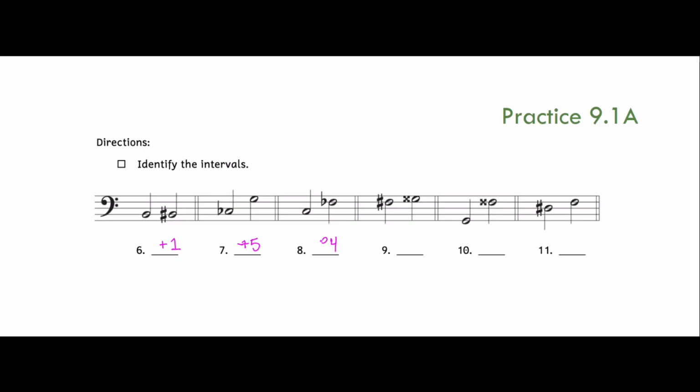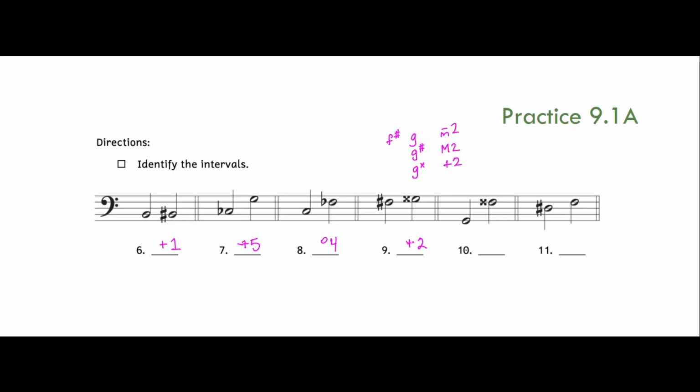Number 9. Let's break this one down step by step. F sharp to G would be a half step, or a minor second. F sharp to G sharp would be a whole step, or a major second. F sharp to G double sharp makes it an augmented second, even bigger than a major second.